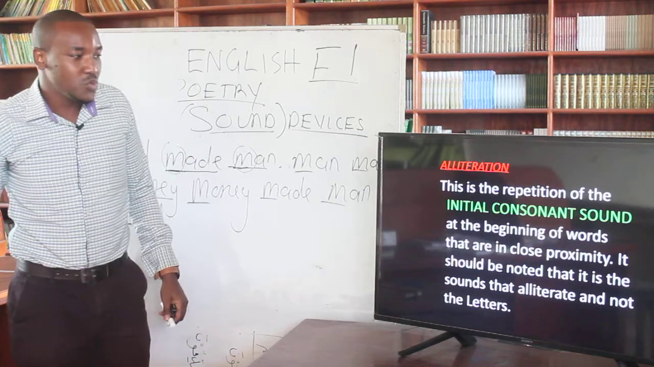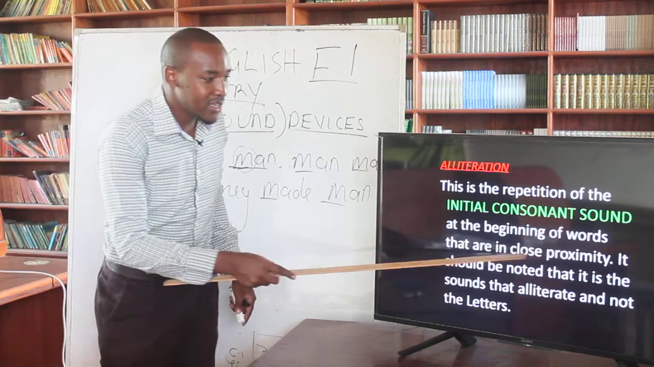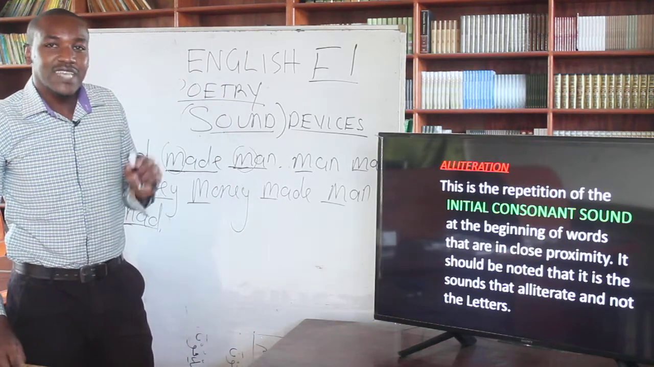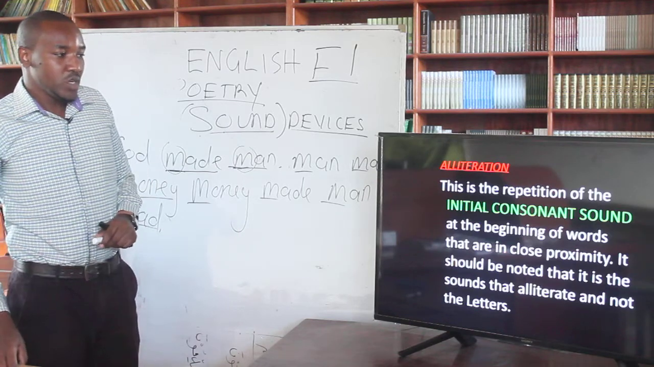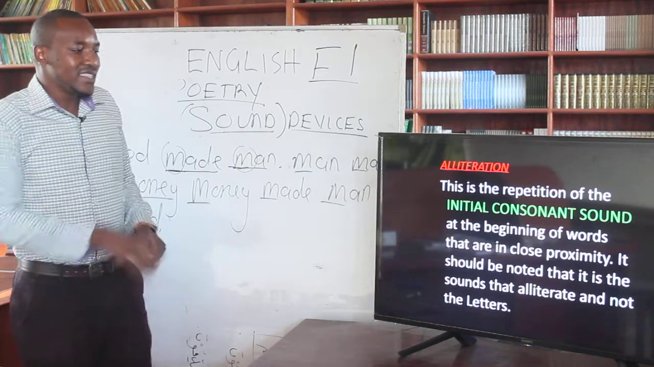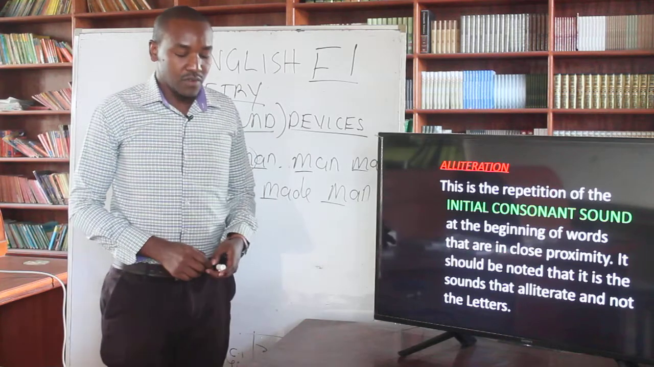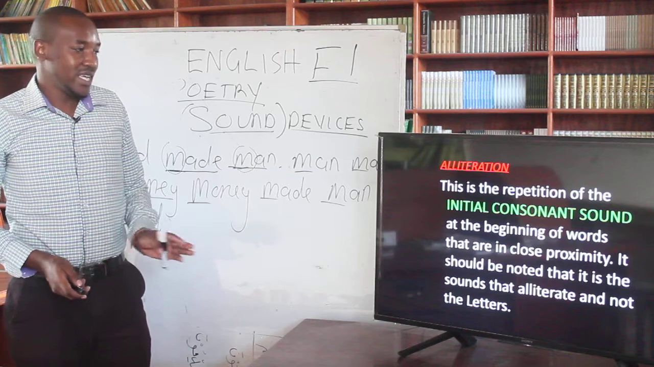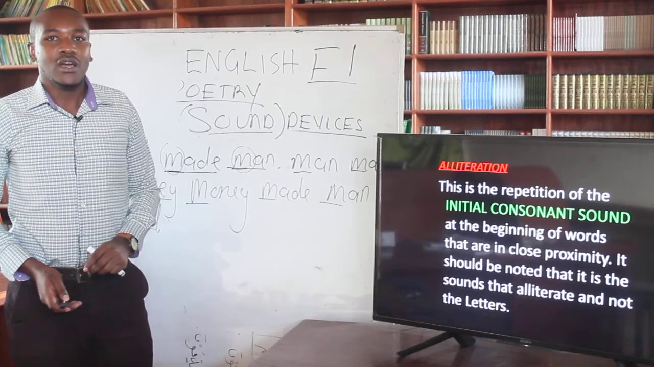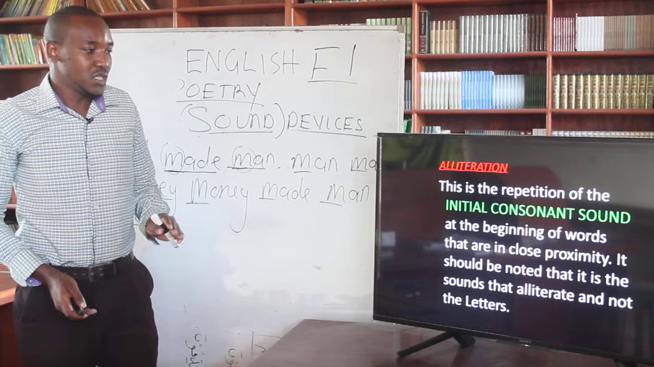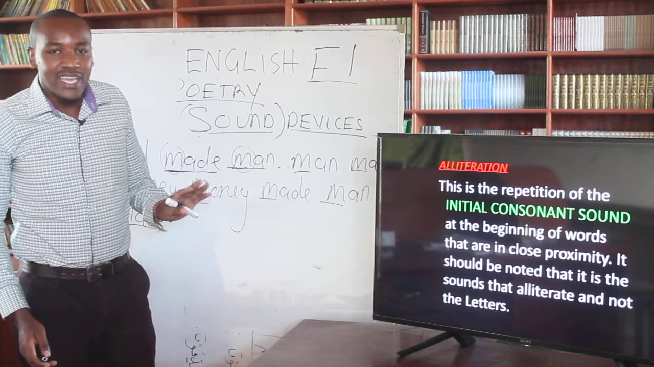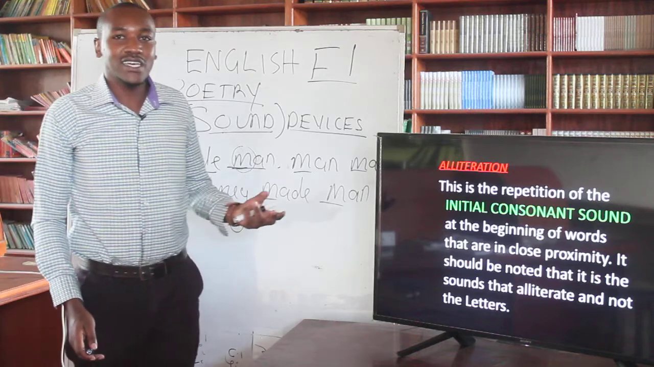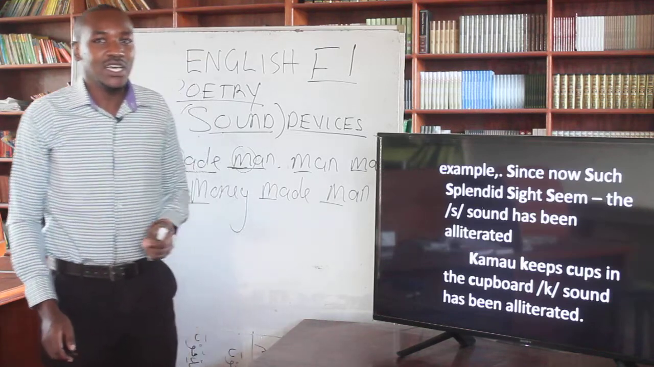Then another thing that we need to put at the back of our mind is that they should be in close proximity. They should be in the same line. So it should be noted that it is the sounds that alliterate. Very important point: it's all about the sound, but nothing to do with letters. Remember, when we talk about sound, we refer to anything that we hear, but not what we see. And letters are everything that we see.